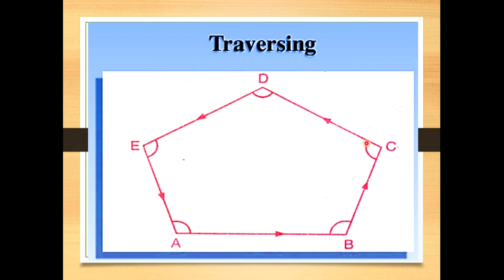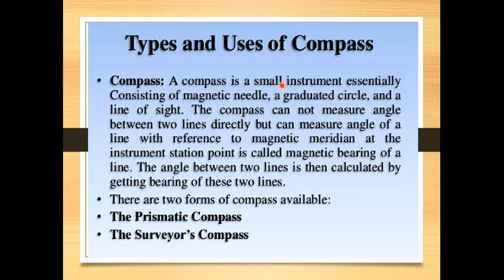In another way, the traversing method is defined as: the lengths are measured with the help of chain or tape, directions are identified with the help of compass, and angles are measured with the help of theodolite. This process is known as the traversing method. Okay, and traversing is the principle of compass survey.